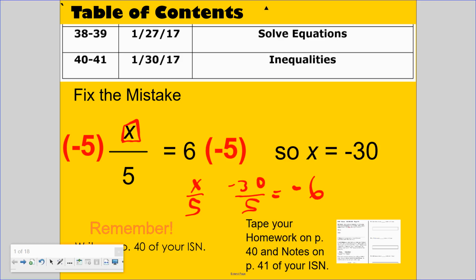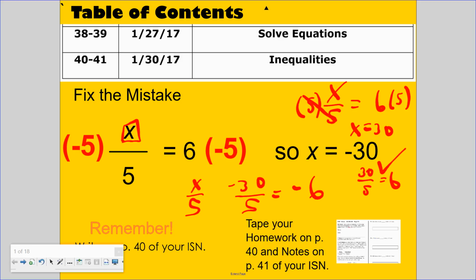The inverse operation of divide by 5 is multiply by 5, not multiply by negative 5. So I'll rewrite it here: x divided by 5 equals 6. He should have multiplied by 5, multiplied by 5. This cancels out, so x equals 30. To check your work, 30 divided by 5 is 6. Check mark.